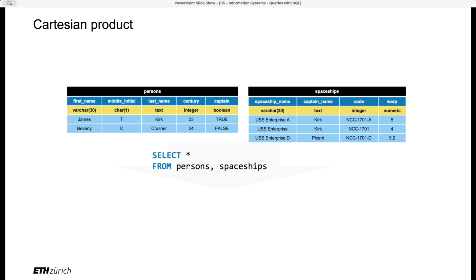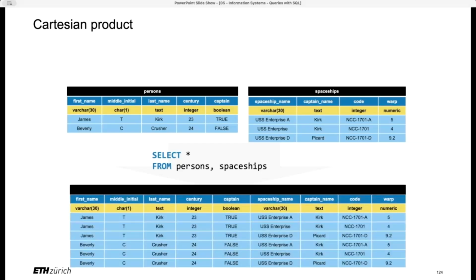Anyway, let's look at the queries, because this is what we're interested in right now. I'll start with the Cartesian product, the one that can crash your machine at the exam and that you need to be careful about. How do you do a Cartesian product? Well, you just put multiple tables in the from clause, comma separated. So if I say select star from persons, comma spaceships, how many records will I get in my output table? 6, absolutely. 2 times 3. Every combination, that is the Cartesian product.